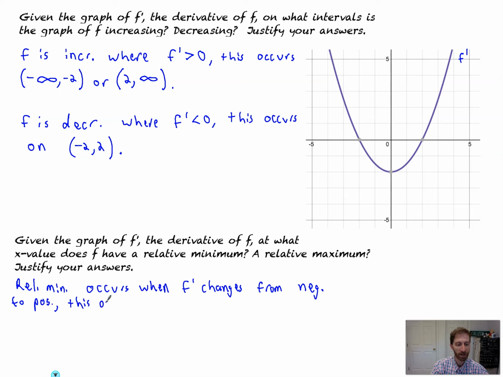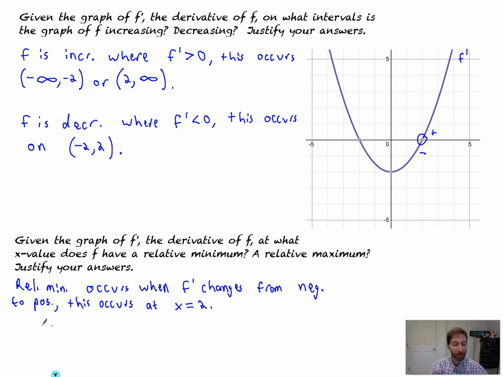This occurs, right, literally just write it out like that. This occurs at, now follow your own instructions. F prime changes from negative to positive. These are all the negative values. Ooh, we change from negative to positive right here. So we've got a relative minimum at x equals positive 2. Follow your instructions.